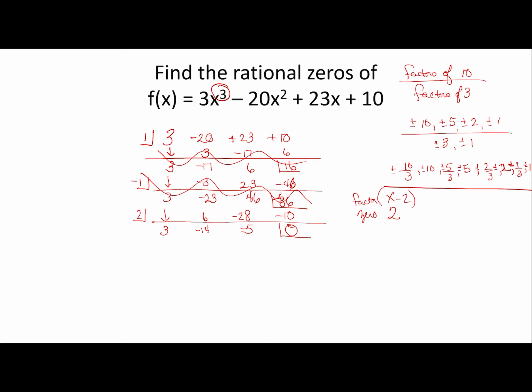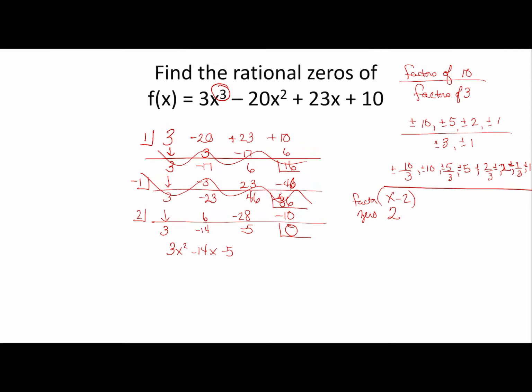Our fundamental theorem of algebra says that we need to find 2 others. There are 3. This was a cubic, so we've now depressed it. It's now a quadratic, 3x squared minus 14x minus 5. So if there are going to be any other rational zeros, this has to be able to be factored.